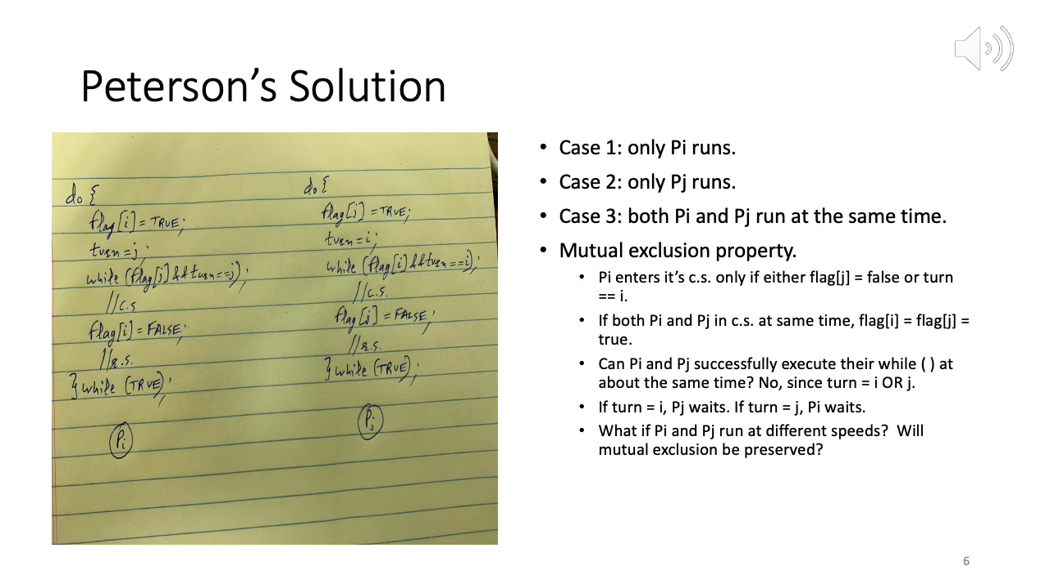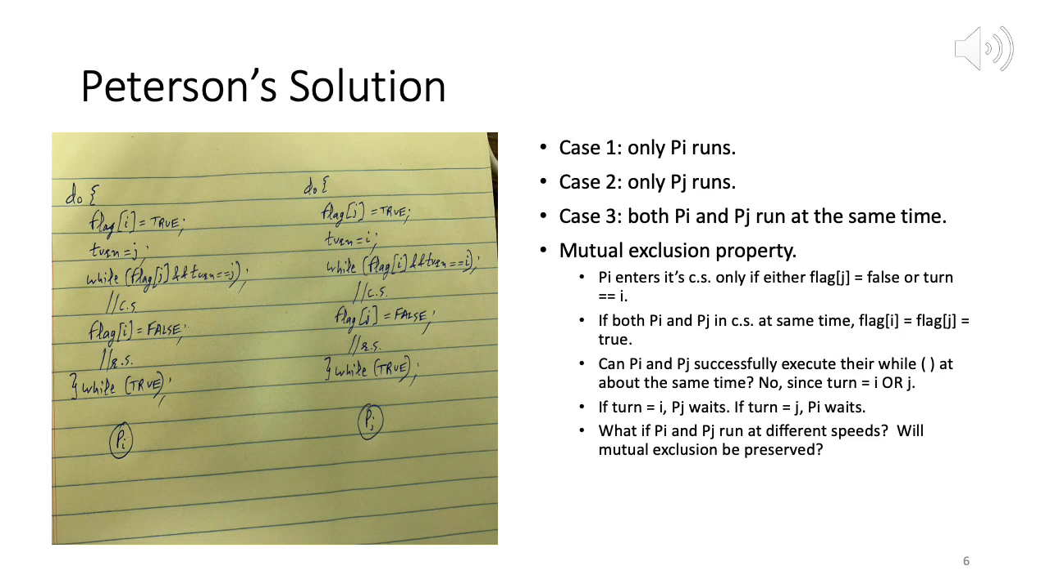Similar thing happens for Pj. If Pj is waiting for Pi, and when will Pi be in its critical section? When flag I is true and turn is equal to I. So flag I is true and turn is equal to I, Pj will wait, and then as soon as Pi gets out of its critical section, the first thing it does is set flag I equal to false. So then the Pj which was waiting in its while loop can now enter its critical section because flag I will become false. So the whole while condition becomes false, it's an AND connector, and Pj can enter. Okay, and then the remainder section.